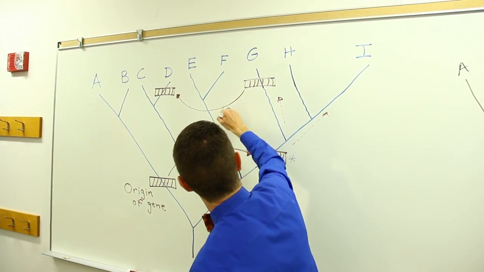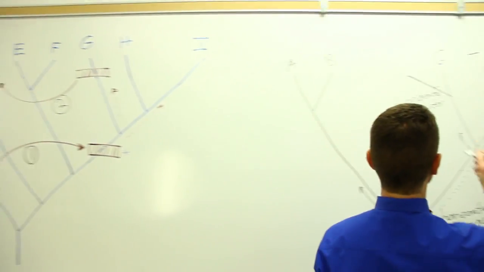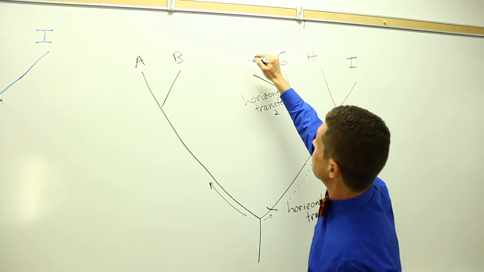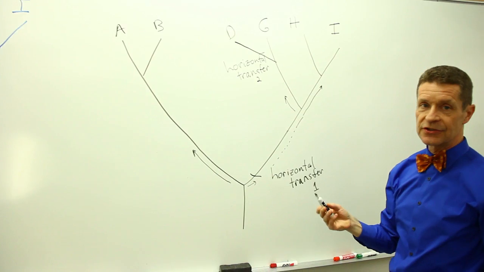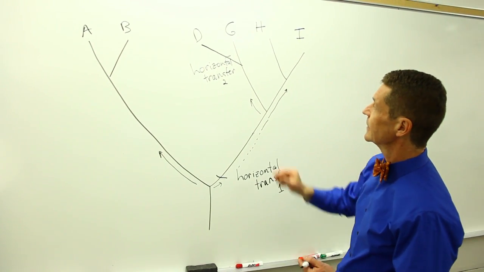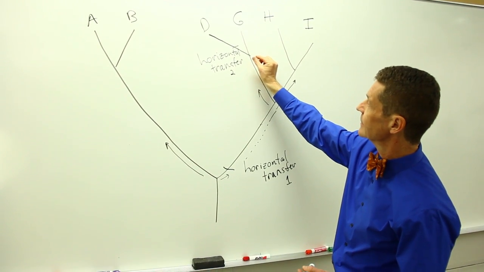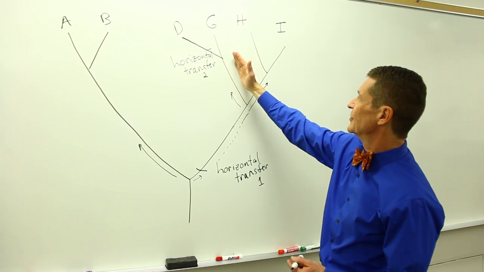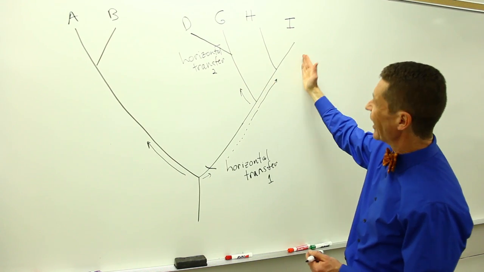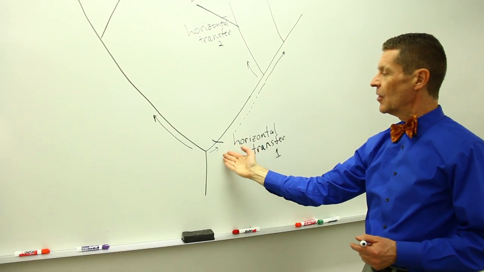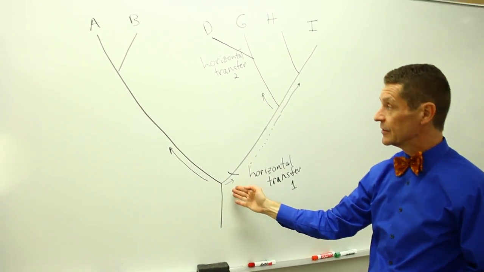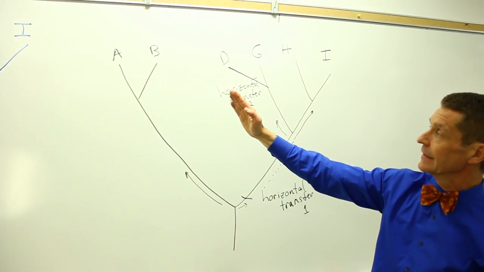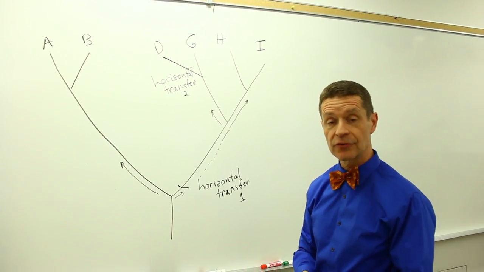But that's so recent that the D version and the G version are very similar to each other. So they share a common ancestor. The D is on the G line. The G is on the GHI line, which is the most distant from the original that went up to the A and B by vertical transmission.